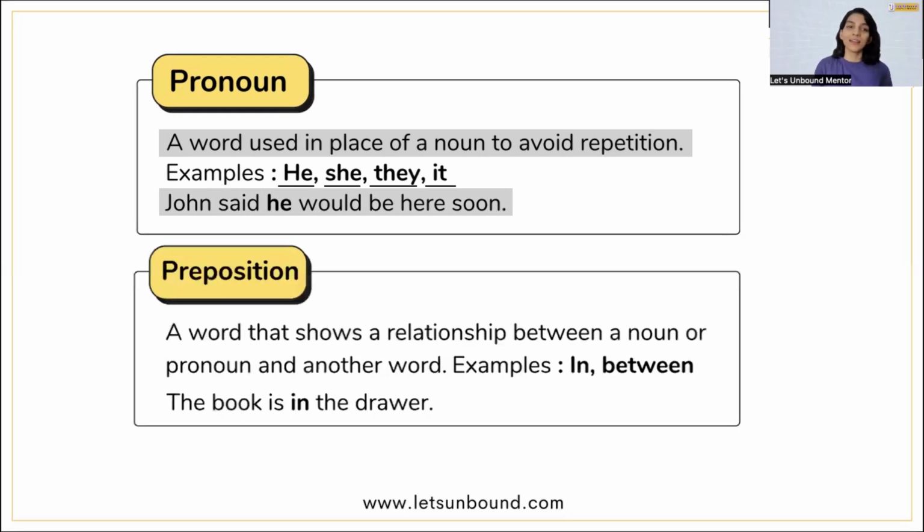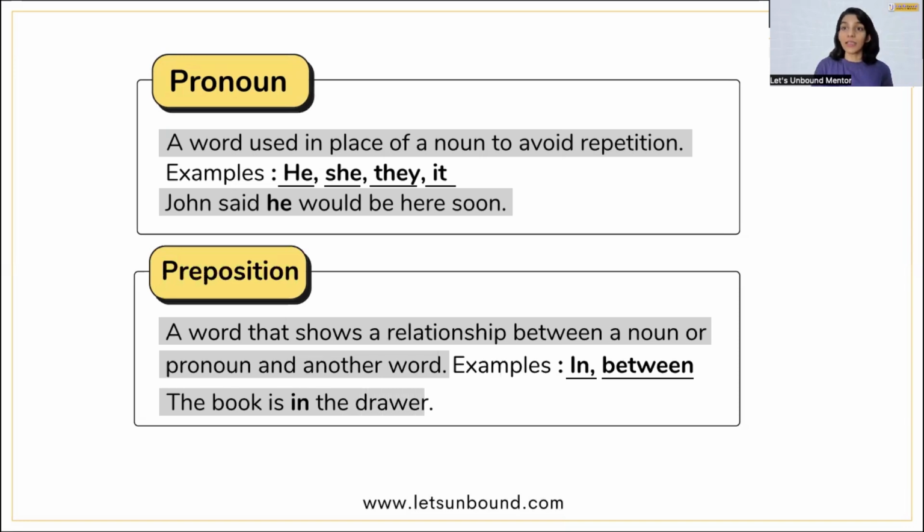Preposition is a word that shows a relationship between a noun or pronoun and another word, like in, between. For instance, the book is in the drawer.